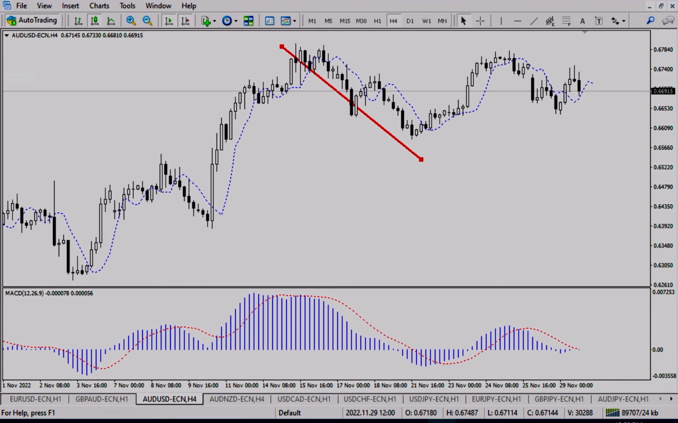But then there is another news coming in, and that is the prelim GDP. So I am more likely to either move my SL to BE, that is the break even, or I am going to close my position before the release of prelim GDP from the US.